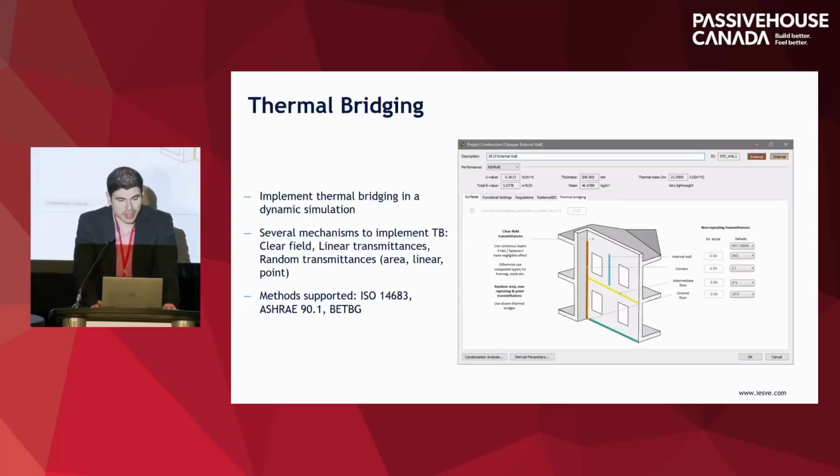One of the latest features we added is also thermal bridging. Now you can implement thermal bridging in a dynamic simulation by using our thermal bridging features. There are several mechanisms that you can implement thermal bridging in the software. You can add a clear field, linear transmittances, or point transmittances, if it's area, linear or point transmittance in the thermal bridge. And the methods that are supported are the most widely used internationally, like the ISO 14683 and ASHRAE 90.1 method, and for Canada as well, we have the BTBG guide method also embedded here.